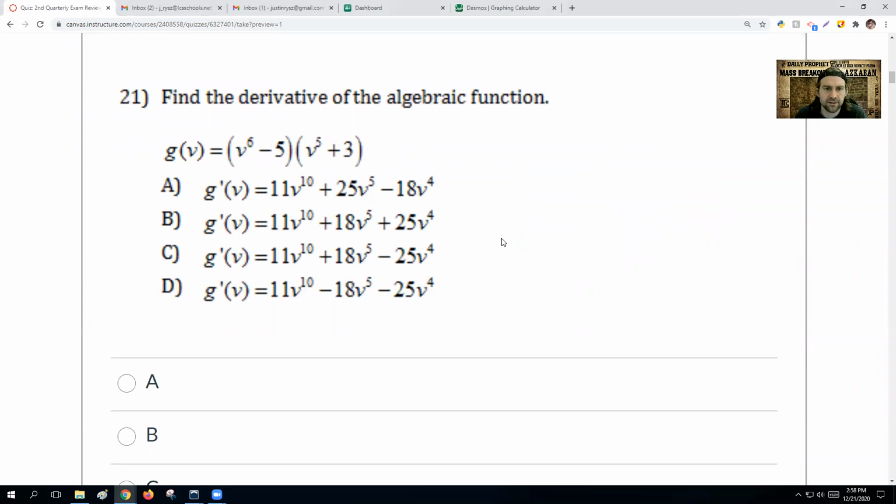All right, next question here. Okay, we could do the product rule here, but let's distribute this before we take the product. So that'd be v to the 11th plus 3v to the 6th. We distribute the negative 5. We get minus 5v to the 5th minus 15. So this we could just straight up take the derivative. It'd be 11v to the 10th plus 18v to the 5th minus 25v to the 4th, and then 15 would go away. Would that be C?